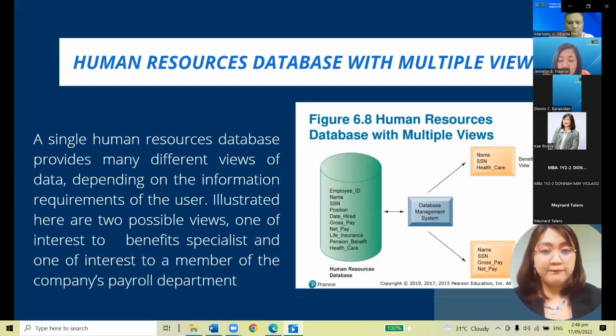So here is a classic example of what a human resource database looks like. A single human resource database provides many different views of data, depending on the information requirement of the user. Illustrated here are two possible views, one of interest to a benefits specialist and one of interest to a member of the company's payroll department.